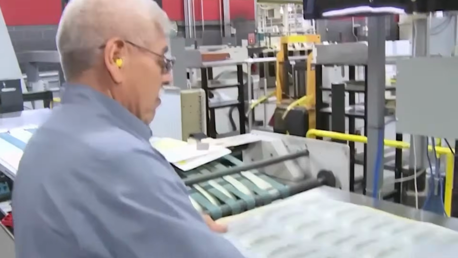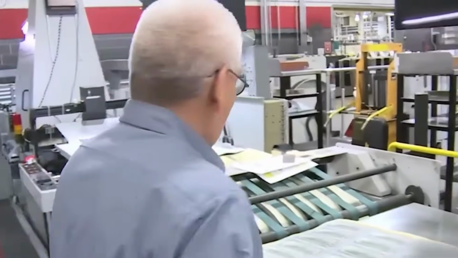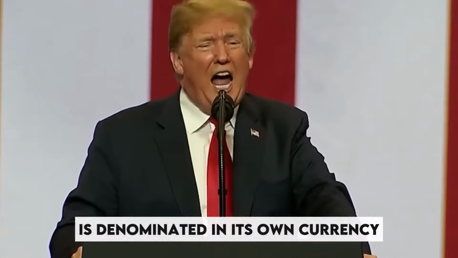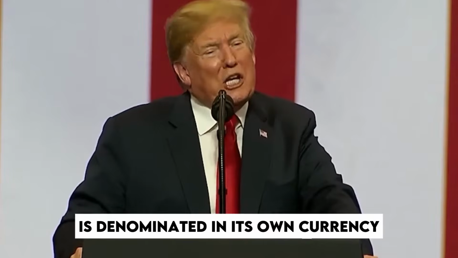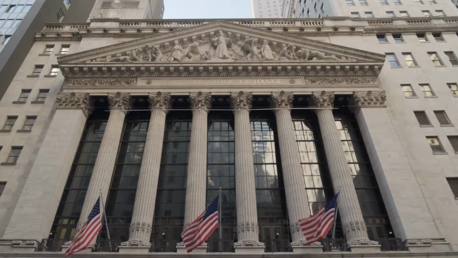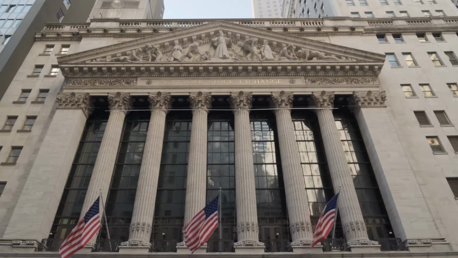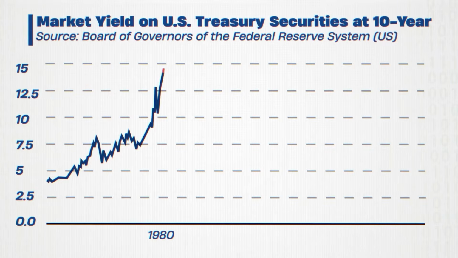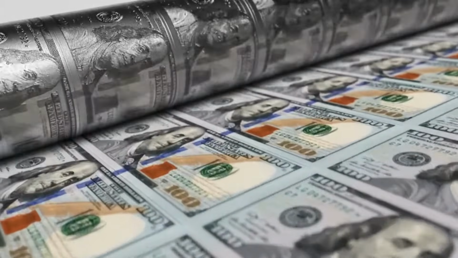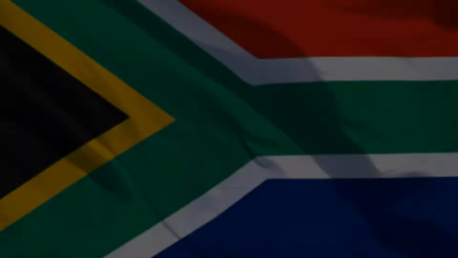The primary difference lies in the currency of the debt itself. The United States' national debt is denominated in its own currency, the US dollar. This unique position grants the US sovereign control over its monetary policy, allowing it, in theory, to avoid default by simply printing more of its own currency to service its obligations.